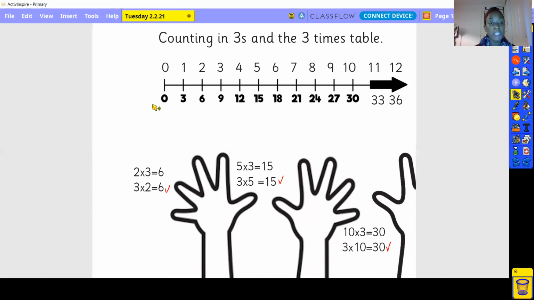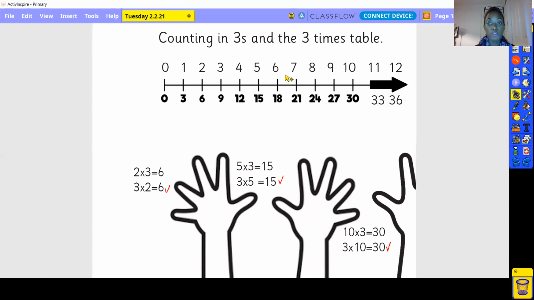0 times 3 equals 0. 1 times 3 equals 3. 2 times 3 equals 6. 3 times 3 equals 9. 4 times 3 equals 12. 5 times 3 equals 15. 6 times 3 equals 18.